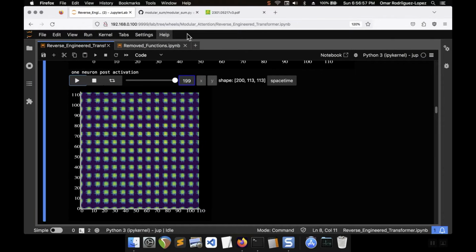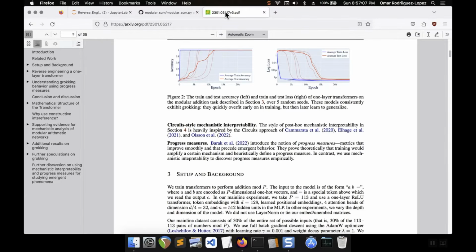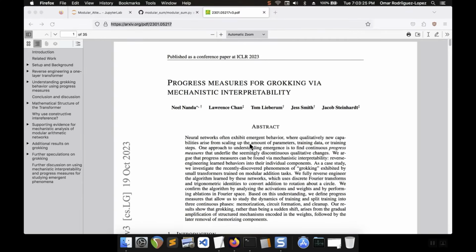So this video is trying to describe a transformer. In order to follow along, I would recommend knowing how a transformer works and to have read this paper, this progress measures paper by Neel Nanda et al.